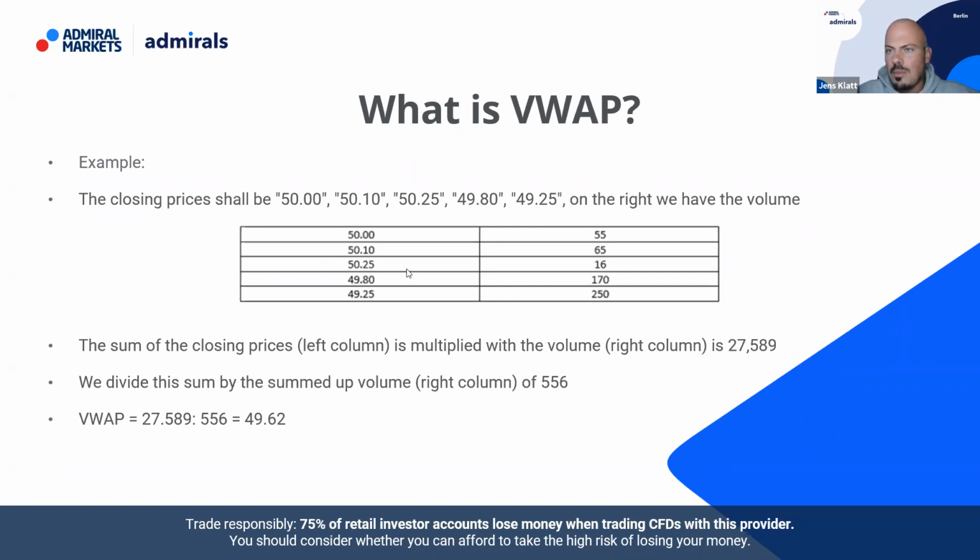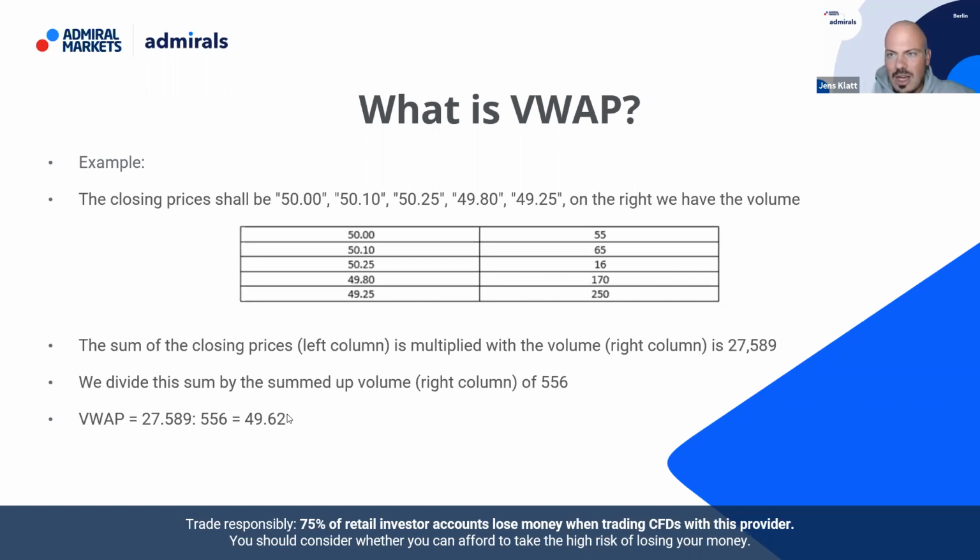But we want to calculate the VWAP now. So we take the closing prices, which we multiply with the volume in the right column. Multiplying 50 with 55, 50.1 with 60, and so on, you add those up and get 27,589. Then you divide this sum by the sum of volume, which you get by adding 55, 65, 16, 170, 250. The VWAP then comes up with a print at 49.62.